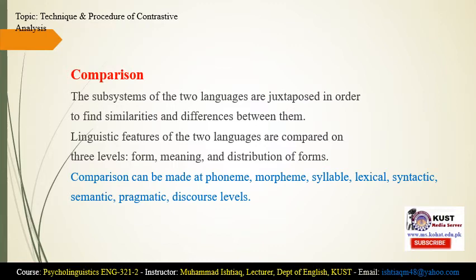So linguistic features of the two languages are compared on three levels: form, meaning, and distribution of form. The comparison should involve form, meaning formal features. By form we mean, for instance, whether a noun has a singular form or a plural form. The formal features of a noun do change if it is changed from singular to plural, but there are languages in which the formal features of the noun do not change.